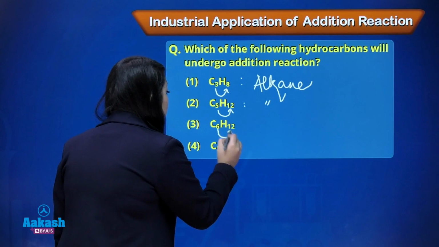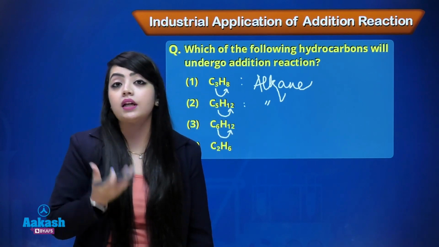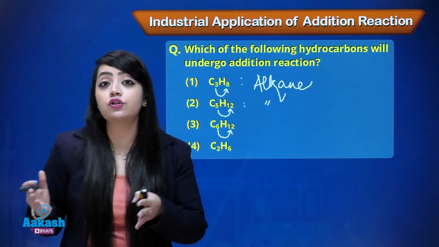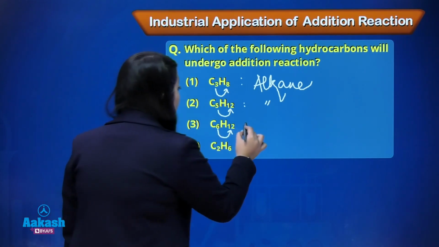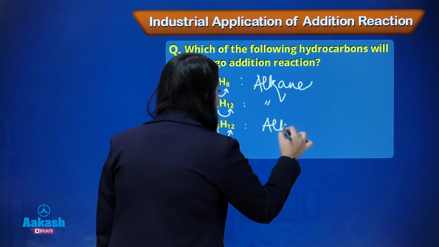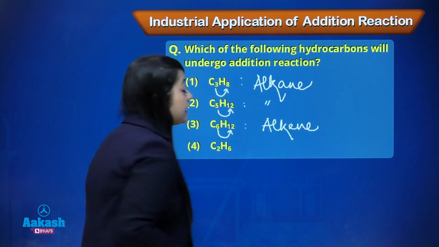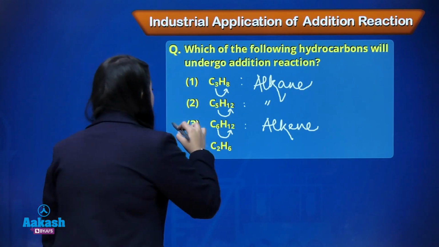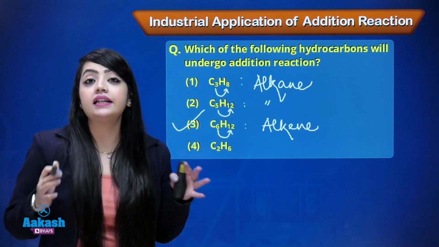6 2s are 12. It is just the double of the number of carbon atoms. That means it is following the formula CnH2n, right, students? So it is an alkene. What is the name of this alkene? This is hexene, right? There are 6 carbon atoms. So it is surely going to show the addition reaction.